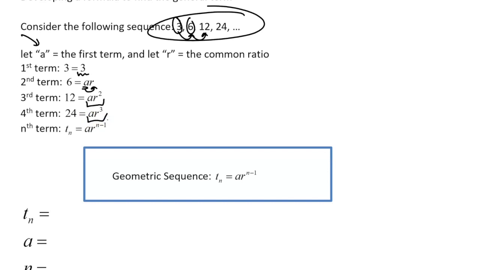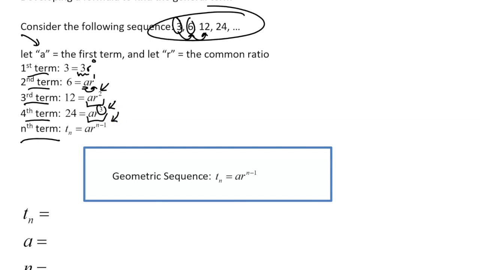And what you'll find is that your exponent for r is going to be raised to the power of 1 less than the term that you're trying to find. So for example, if you're trying to find the fourth term, it's going to be raised to the power of 3. If you're trying to find the third term, it's going to be raised to the power of 2. The second term, the power of 1. And the first term is actually raised to the power of 0, if you wanted to say that. So if you're trying to find the nth term, it's going to be raised to the power of n subtract 1, where n is the term number that you're trying to find.